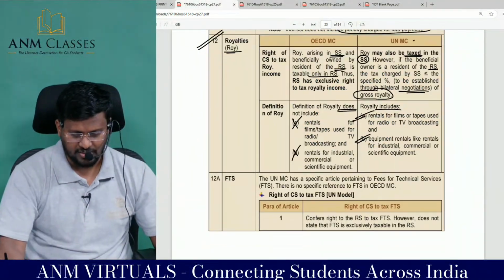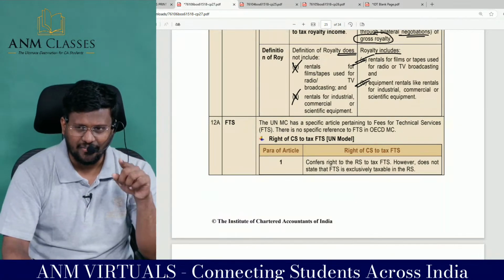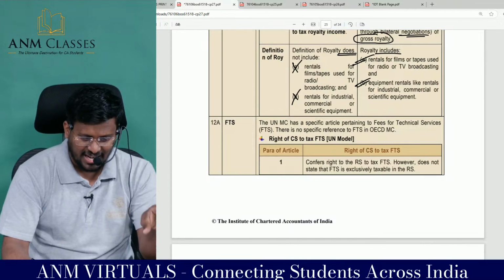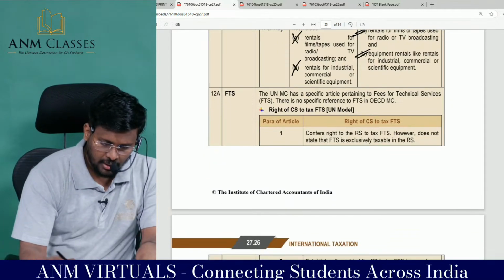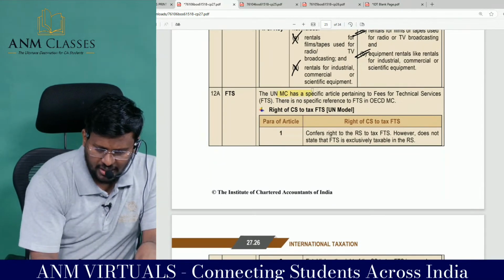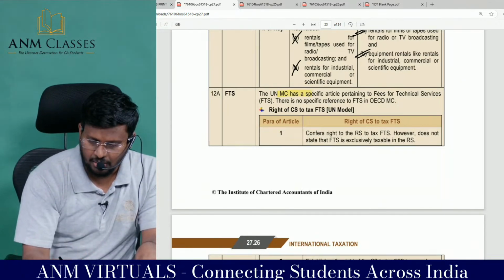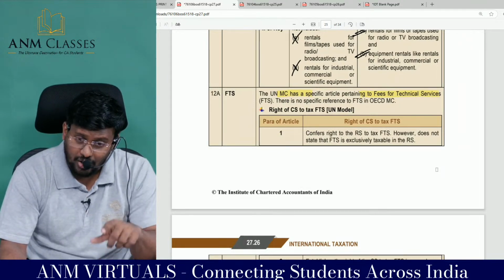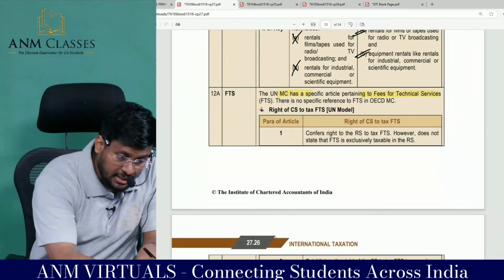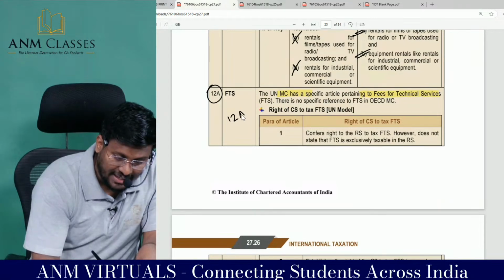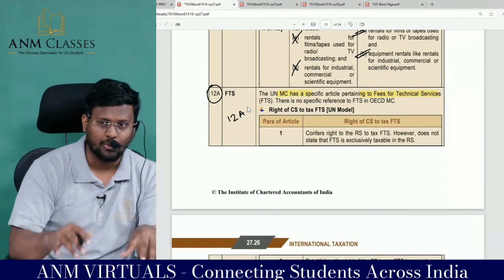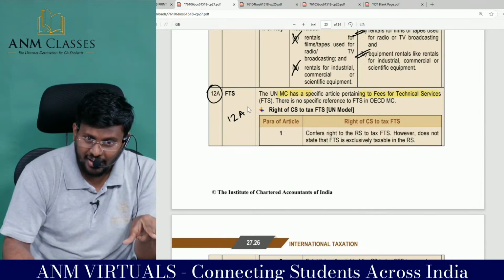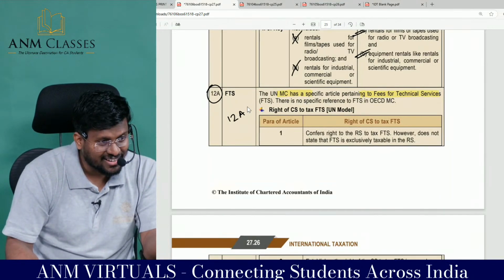12A, fees for what services? What is Article 11? Interest. What is Article 12? ROI. What is Article 12A? The UN Model Convention has a specific article pertaining to fees for technical services. That means this is not there in the OECD model. That's why it is 12A. If both had it, a whole number would have come. 12A, because this is only there in the UN model.